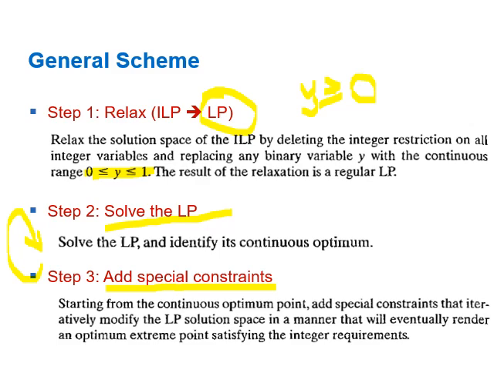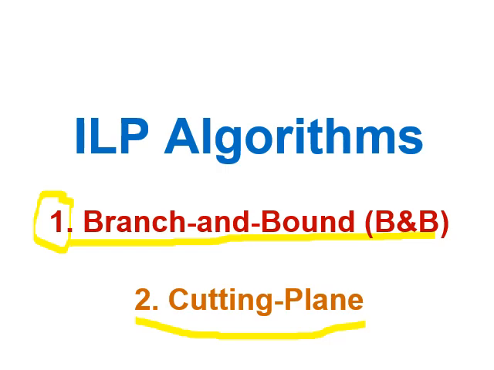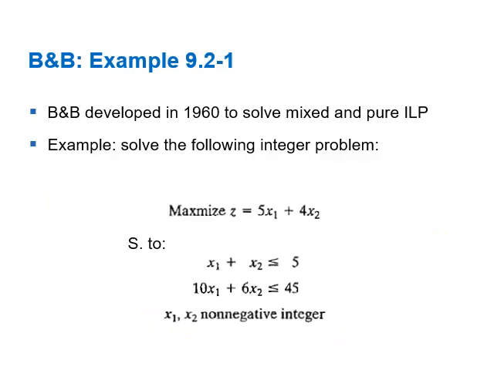And let's see examples of these. As I told you, in this series of tutorials, we will talk about the branch and bound algorithm and the cutting plane algorithm. We will first start with the branch and bound algorithm. The development of the branch and bound algorithm goes back to the 1960s, and it was developed to solve either mixed integer linear programs or pure integer linear programs. So it can be used for both of them.